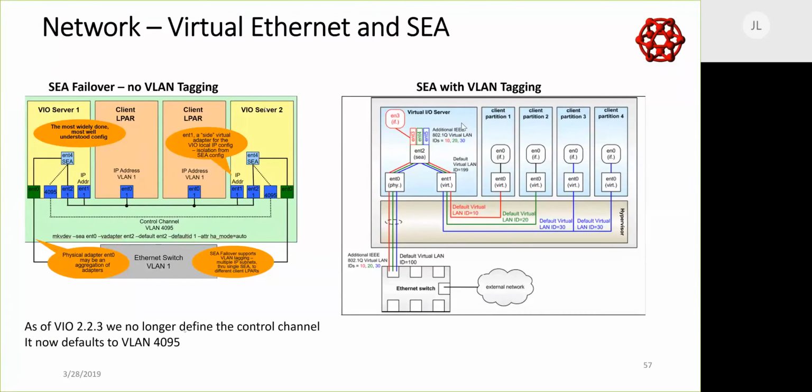Another thing that a lot of people aren't aware of is that as of VIO server 2.2.3, we don't have to define the control channel anymore. And in fact, we don't define it, so we don't have to go off and beg for a VLAN number from our network people. By default, if you do not define the control channel, it will use VLAN 4095. And I switched to using that as soon as 2.2.3 came out, because if you want to run multiple SEAs, you're forever begging for VLANs from the network people. This way, we just say to them, you can't use 4095, and we'll use that. And multiple SEAs on the same system can share VLAN 4095.